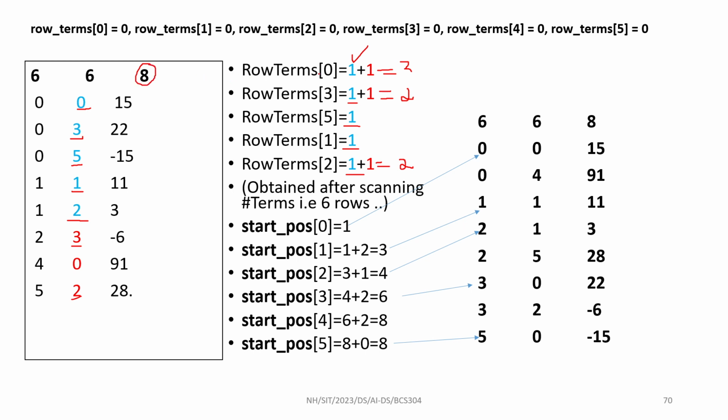There are 8 rows. Having entry 0, 2; having entry 3, 2; having entry 5, 1; having entry 1, 1; having entry 2, 2. As you can see, there are 2 entries for 0. There are 2 entries for 3. There are 2 entries for 2. There is only 1 entry for 1 and 5. So that is the meaning of row terms. This is the second step. That means I completed all this within 8 attempts. Total now time count 14.